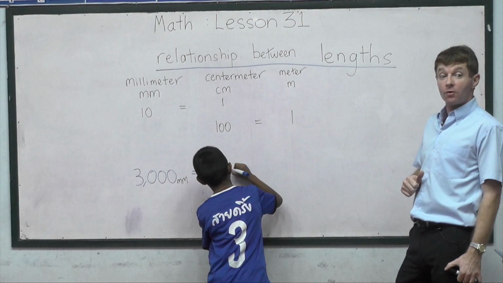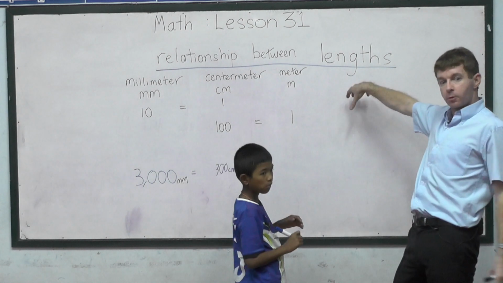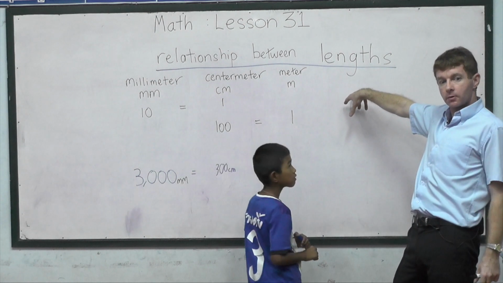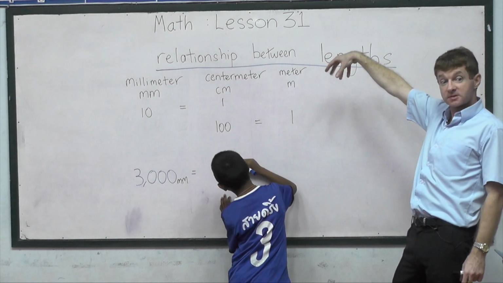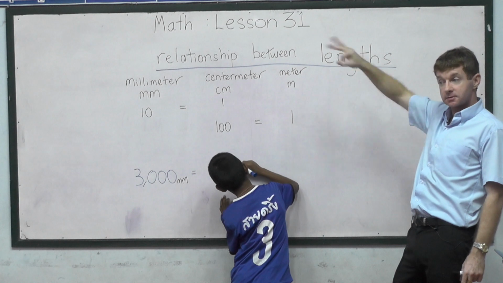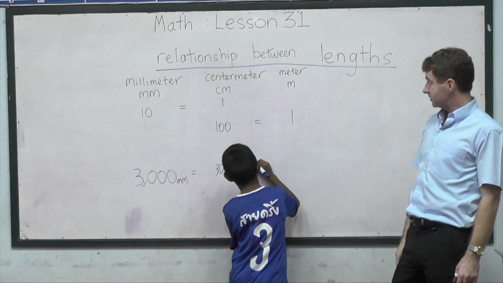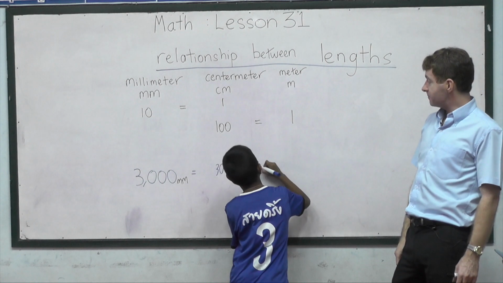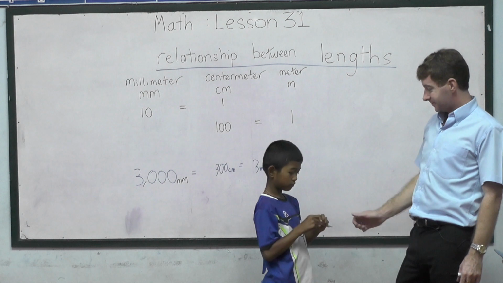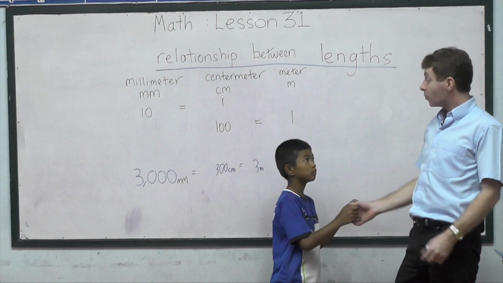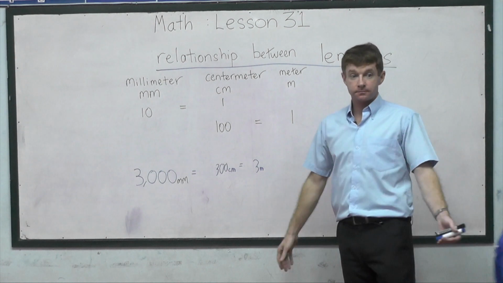cm. Excellent. So now, have we got enough to put into the meter column too? We have. So 300 centimeters is 3 meters. And then M for meter. Excellent. Pat, well done. High five. Round of applause for Pat.